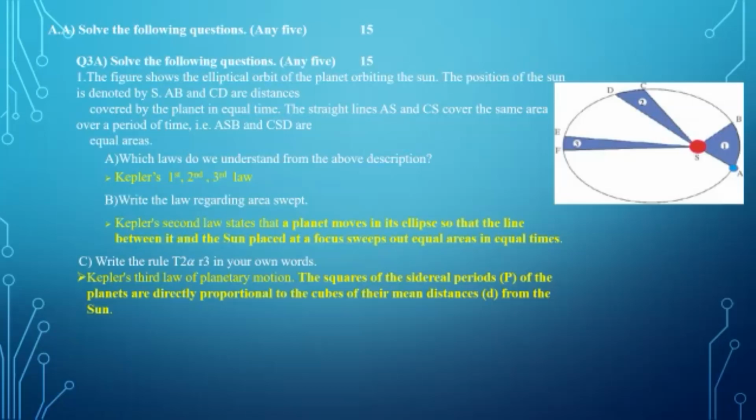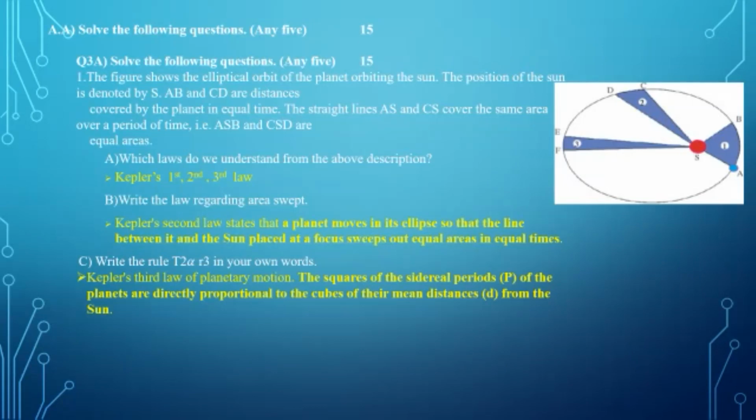Now see, write the rule T square directly proportional to R cube in your own words. How will you write that? That is Kepler's third law, right? So you can write it as I have written or in your own words also, but the statement should be correct. Now what is Kepler's third law of planetary motion?